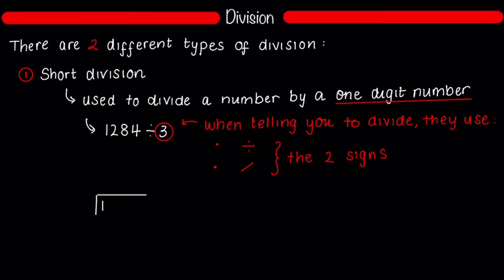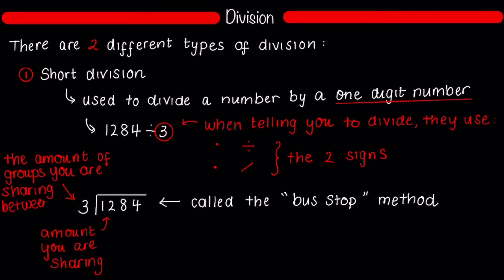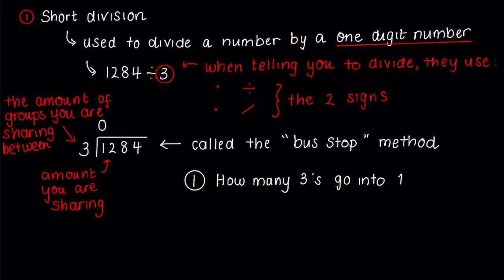So let's get started on the actual bus stop method. The reason why it's called bus stop is simply that the 2 lines drawn may look like a bus stop. We put the amount that we are sharing inside the bus stop and the number that we're dividing by outside the bus stop. So 1284 will be inside and the number 3 will be outside. When you get started, the first question you need to ask yourself is how many 3s go into 1? Of course we know 3 can't go into 1 by itself, so the answer is 0.